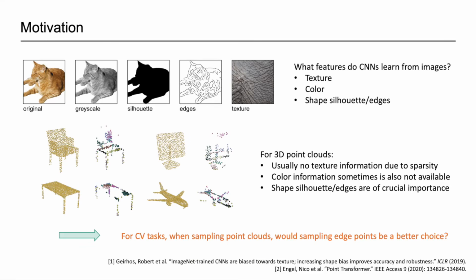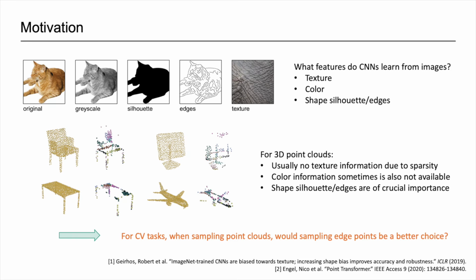Deep learning techniques have significantly advanced the development of artificial intelligence, transforming the world. Many studies have been conducted to unravel the features learned by neural networks from images. These studies show that in addition to color and texture information, shape, silhouette, and edges are also of crucial importance for neural networks. However, for 3D point clouds, there is usually no texture information due to its sparsity. Color information is also sometimes not available.